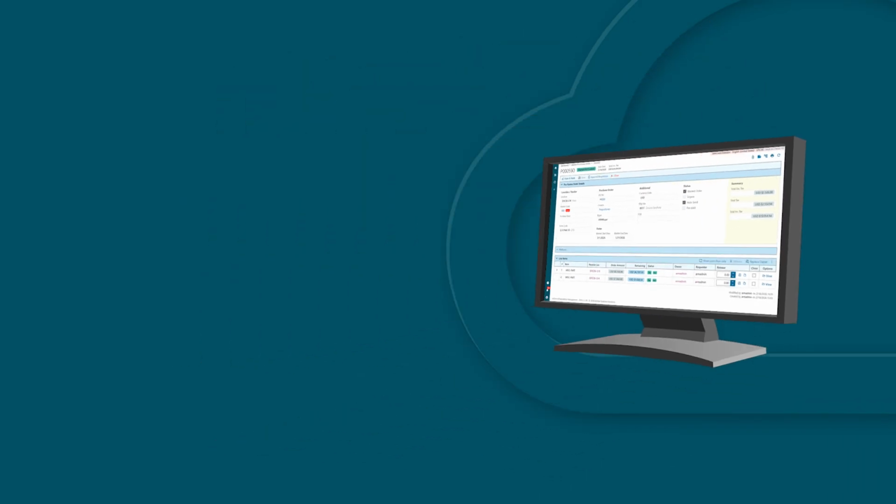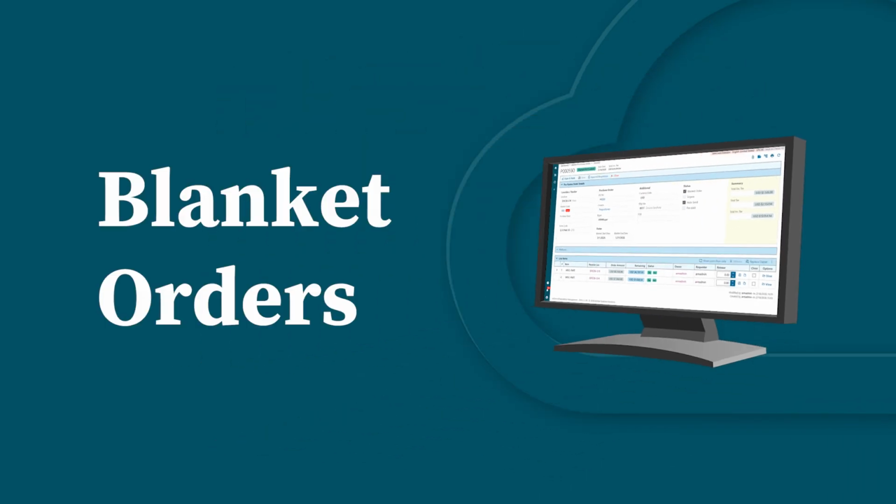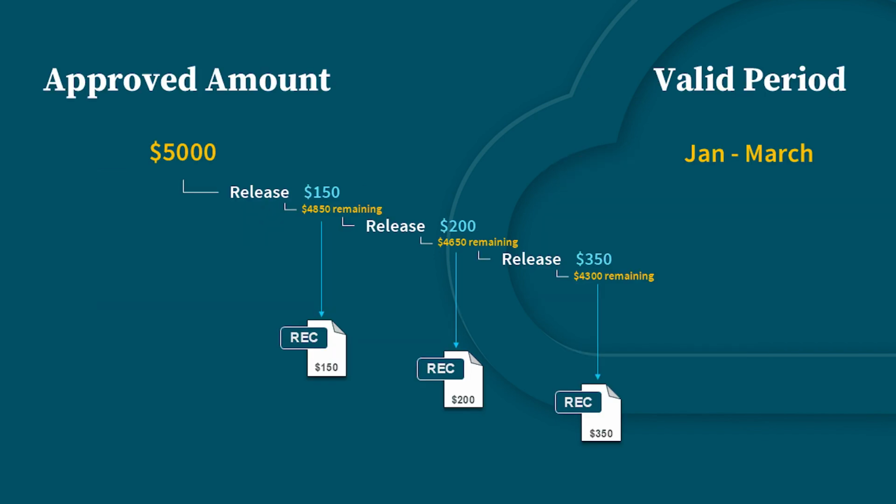Blanket Pro Forma orders let you pre-approve spending with a supplier and release funds as needed. Each release updates the remaining balance automatically, and everything is tracked in Kinetic for easy monitoring. It's a simple, efficient way to manage recurring purchases and keep control over your spend.